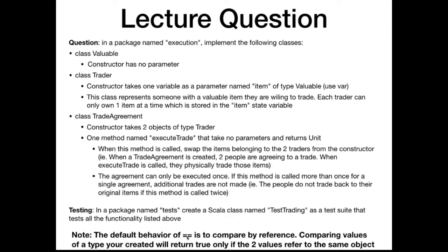Do these variables refer to the same exact object? Because every Valuable is going to kind of look the same. There are no state variables. There's nothing to really check. But we can check if they refer to the same object. That's the one thing we can check. That's the one thing you should check in your testing. Do they refer to the same object? Any questions on the question itself?